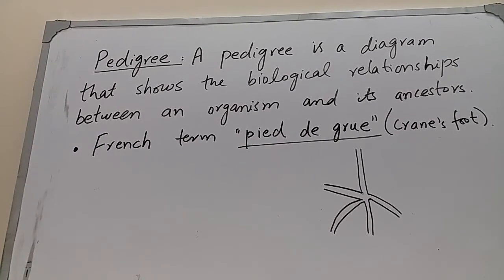The word pedigree is a French term, pedigree, which means crane's foot. Why is it called crane's foot? Because the branches and lines of a pedigree resemble a thin crane's foot with its branching toes.